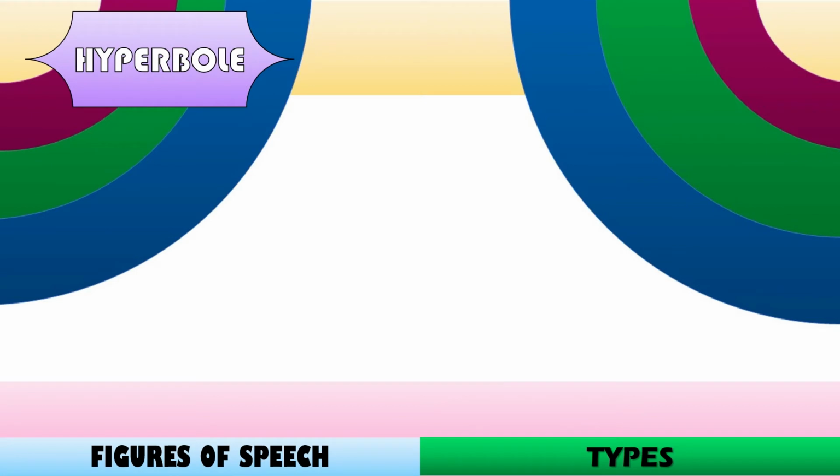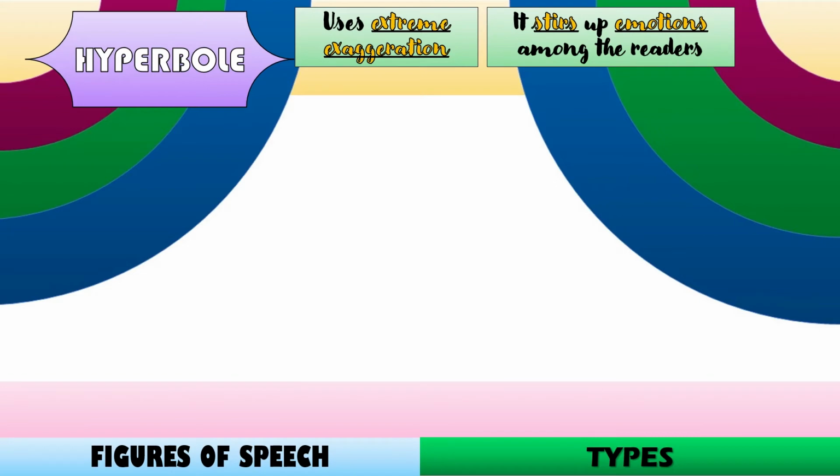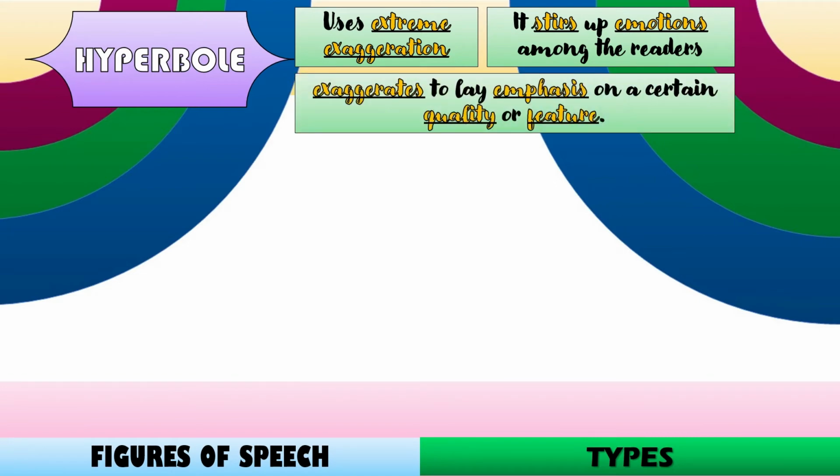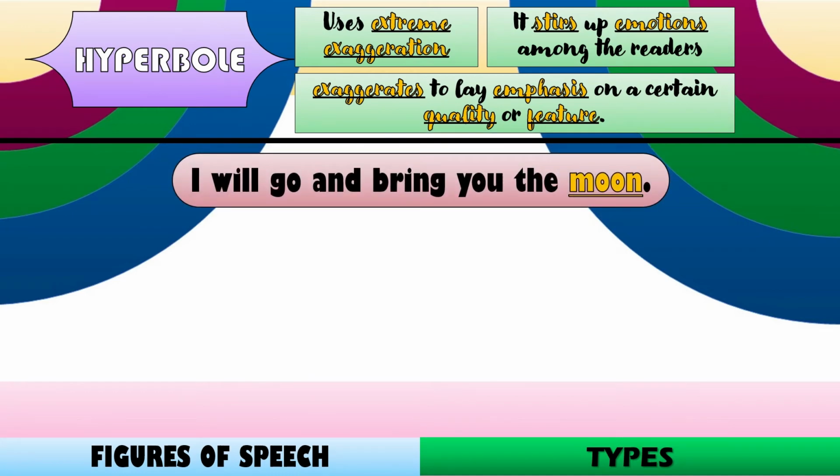And lastly, we have hyperbole. Hyperbole uses extreme exaggeration. It stirs up emotions among the readers and exaggerates to lay emphasis on a certain quality or feature. Take note that one of the characteristics of hyperbole is exaggeration. When we say exaggeration, it is to express something that is less likely to happen or very much near impossible to be accomplished. For example, I will go and bring you the moon.